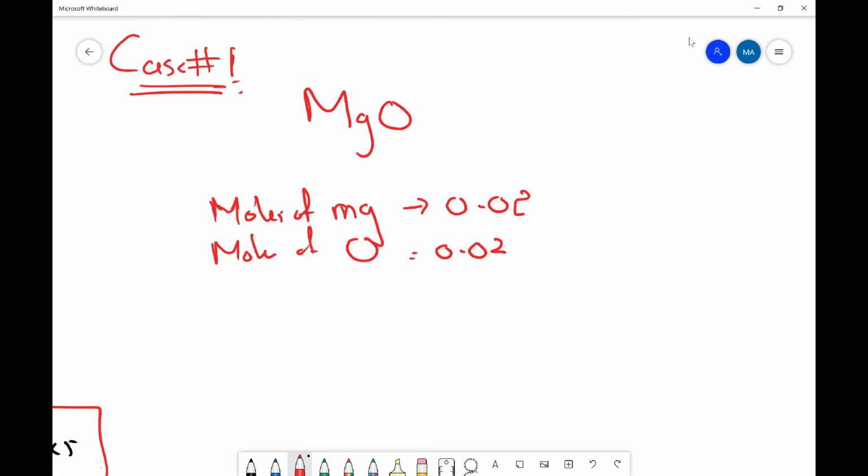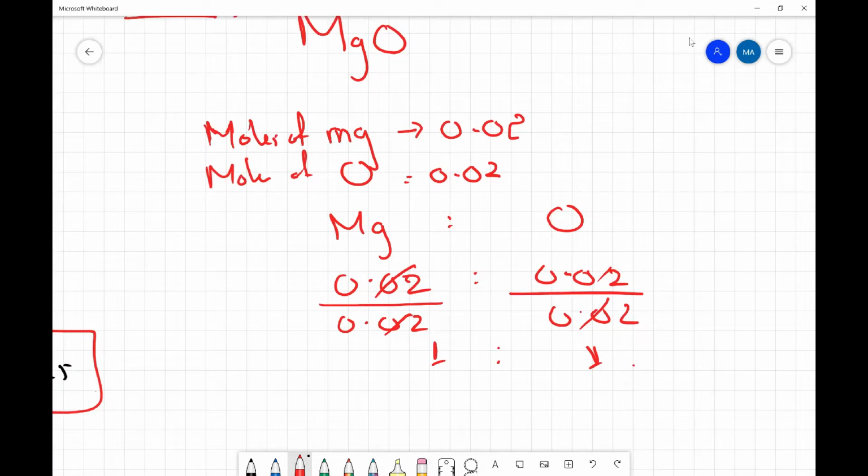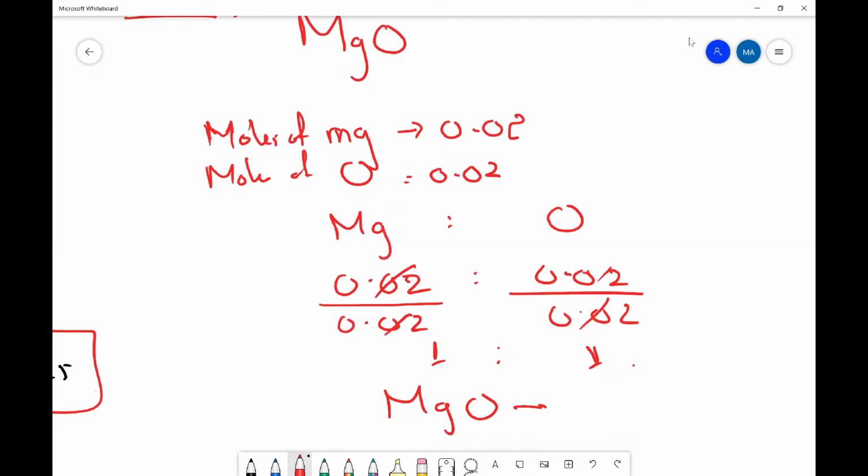So in this case, if you're given the moles of these separate elements, what you're going to do is divide these moles. You're going to write these ratios: magnesium ratio oxygen, 0.02 ratio 0.02. Both of these are the simplest numbers, right? So you're going to divide them. You can pick any number and divide. So the answer will be 1 ratio 1. So if the answer is 1 ratio 1, then MgO is itself the empirical formula. Is it clear up till now?